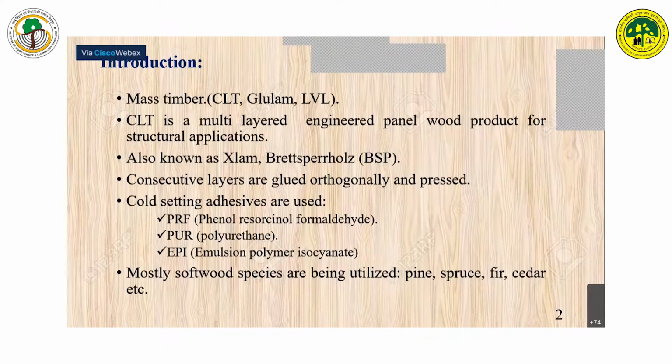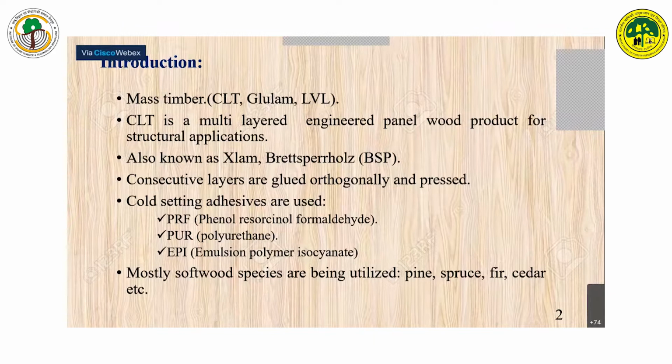Mass timber means small fragments of wood are joined together using different technologies to shape a larger component, and we call it mass timber. A few components fall under this category, such as cross-laminated timber CLT, glulam, LVL, and other products. CLT is a multi-layered engineered panel product in which the consecutive layers are orthogonally placed. Orthogonally placed means they are placed at 90 degrees to each other. It is technically also known as XLAM, or Brettsperrholz in the German language.